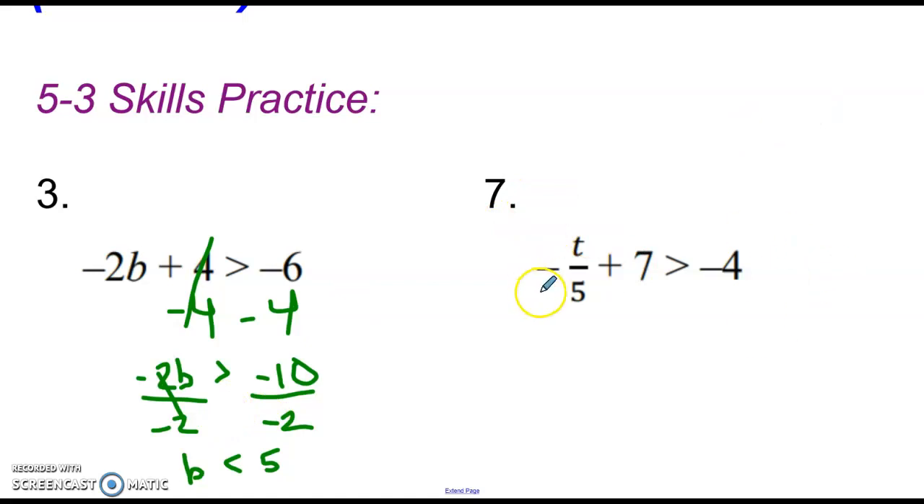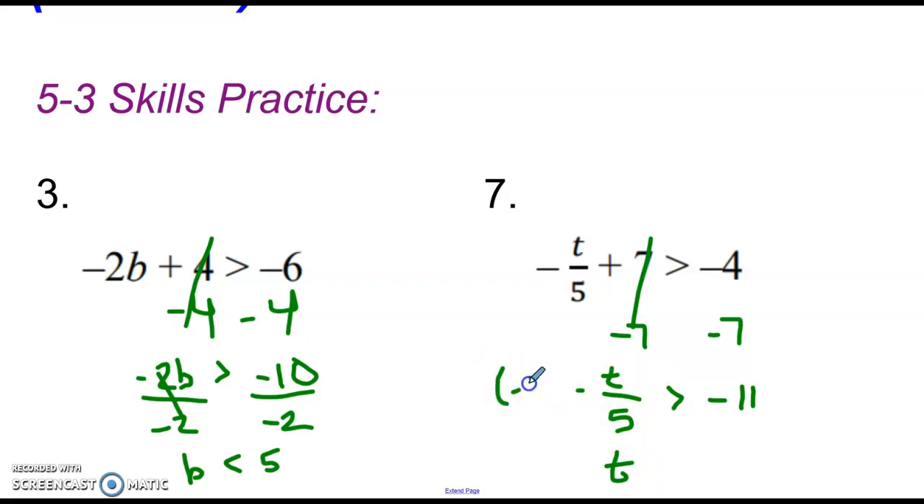Number 7. Similar problem. I'm starting by subtracting 7 from both sides. I get negative t over 5 is greater than negative 11. To get t by itself, I need to multiply both sides by negative 5. That cancels out the 5 in the denominator, as well as the negative. Then I multiply this side by negative 5. As we've seen, because I'm multiplying by a negative number, I have to flip this around, and we get t is less than 55. Okay, those are the first two.